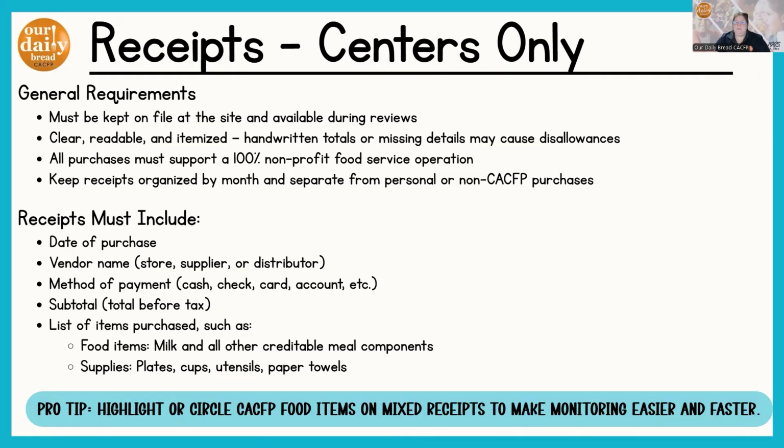And then just make sure that on that receipt, we can see the date of purchase, the vendor name, method of payment, subtotal, and we'll see the list of items purchased. So things like food items, milk, and all other creditable meal components, and then supplies even like plates, cups, and paper towels.